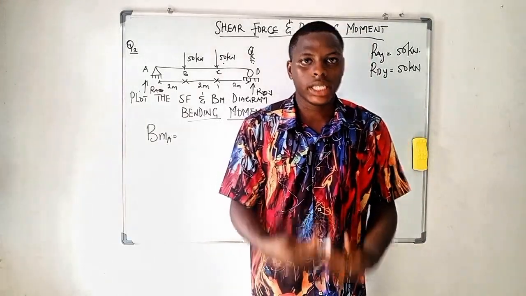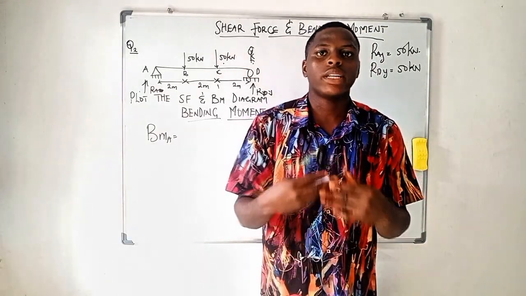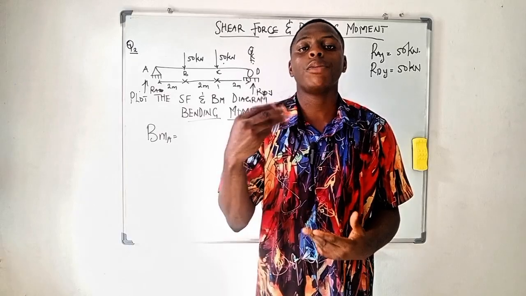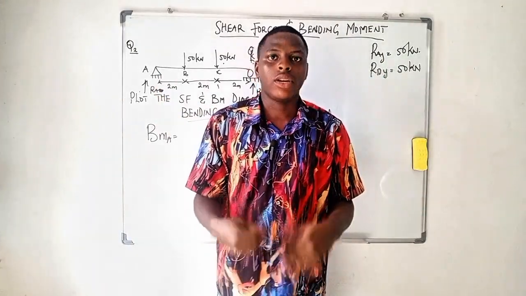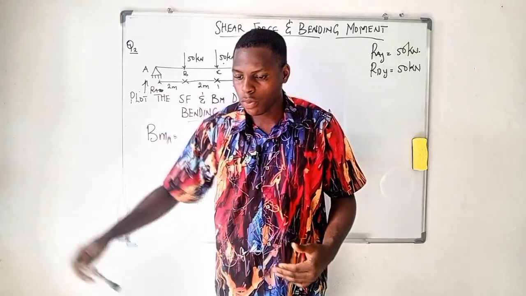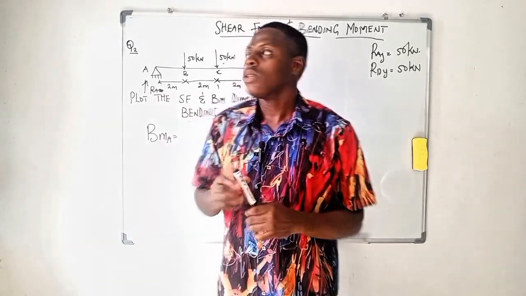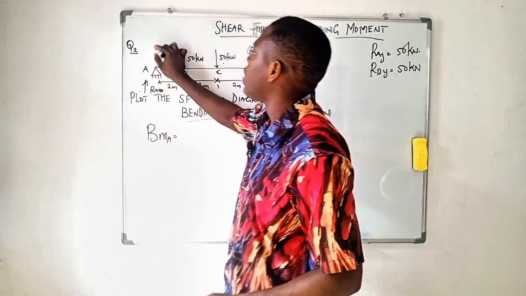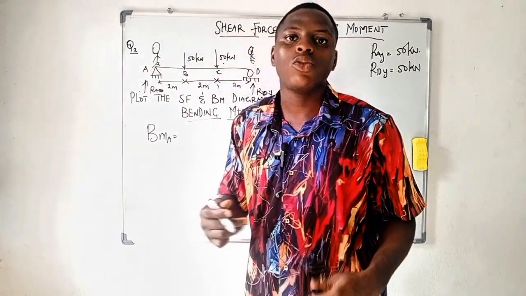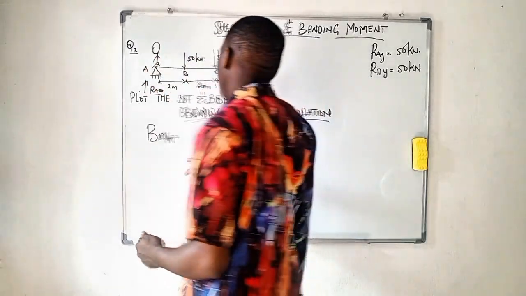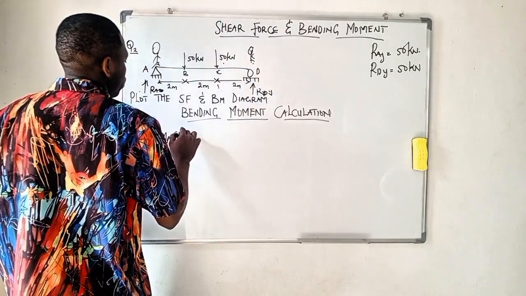Bending moment is simply this: you are standing at point A. What is the force you are seeing with respect to the distance coming to point A? Since we are standing here, we are not seeing any force coming to point A with respect to its distance.